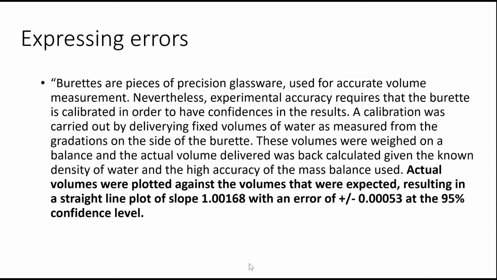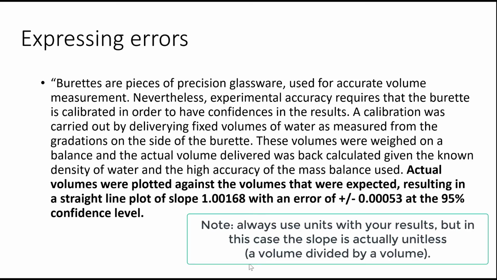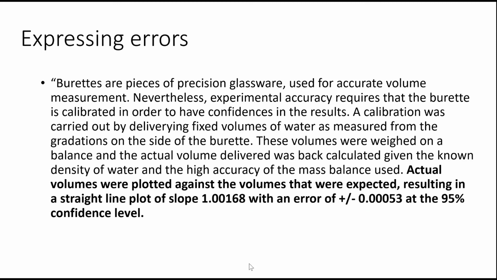At the end here, I'm stating in bold, actual volumes were plotted against the volumes that were expected, resulting in a straight line plot of slope 1.00168 with an error of plus or minus 0.00053 at the 95% confidence level. If you go back and look at my prior presentations on Microsoft Excel and how to use regression analysis, we can find that these errors can be calculated very easily within a few seconds, in fact.